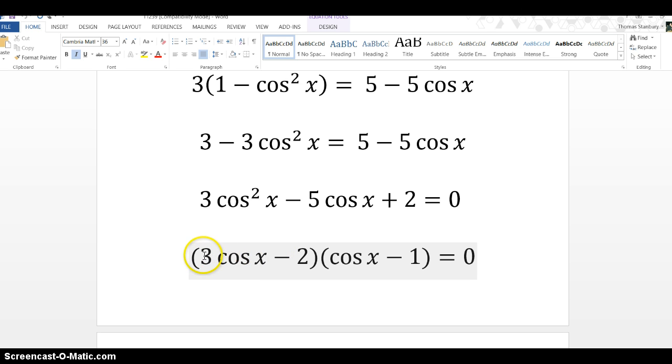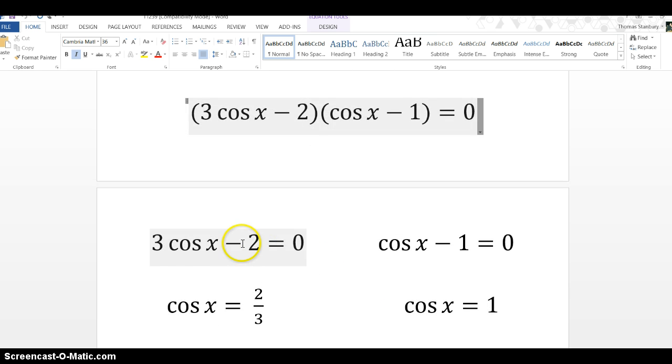So notice I'll check my FOIL. 3 cosine x times cosine x is 3 cosine squared x. My outer is 3 cosine x times negative 1, which is negative 3 cosine x. Here's a negative 2 cosine x. That will give me the negative 5 cosine x. Negative 2 times negative 1 is plus 2. So either this equals 0 or this equals 0. And let's set them both equal to 0.